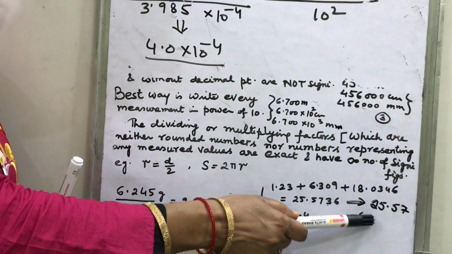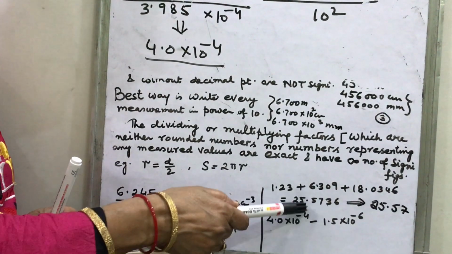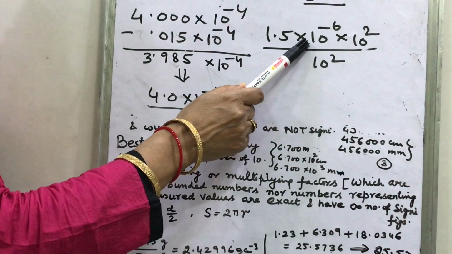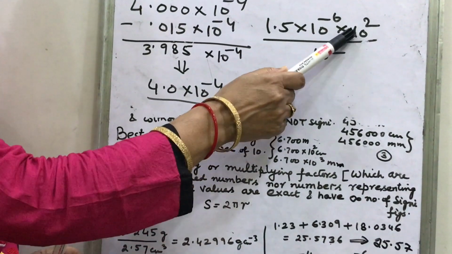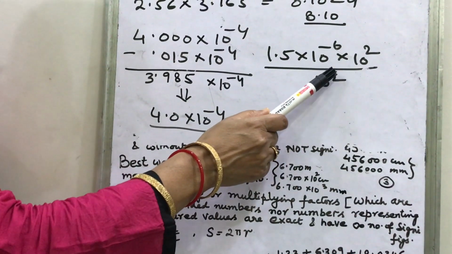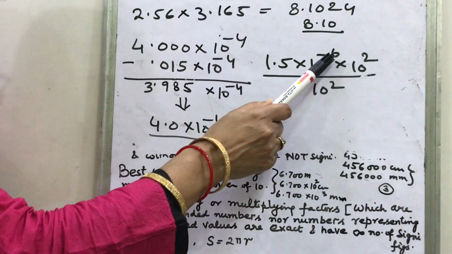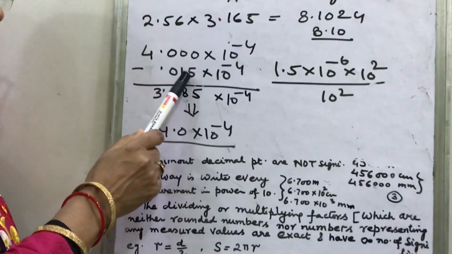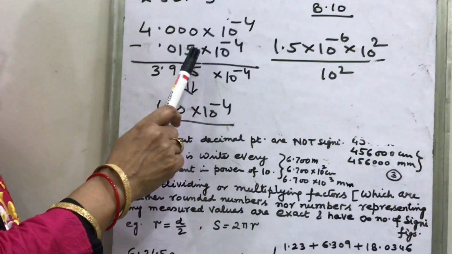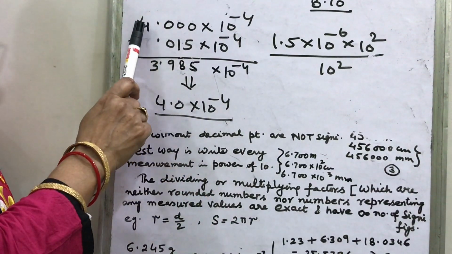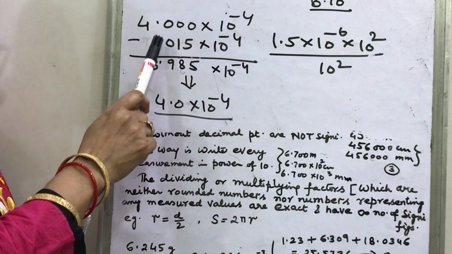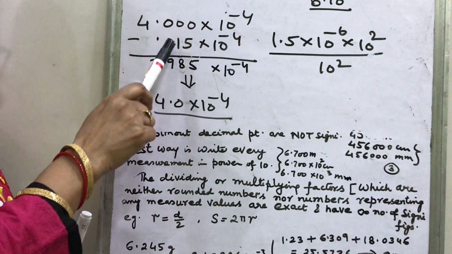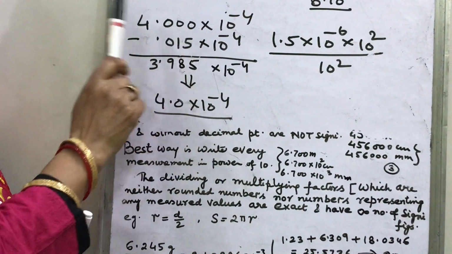First, you will make the power in both the numbers which are to be subtracted the same. So look how 1.5 into 10 to the power minus 6 has been written. You multiply and divide by 10 to the power 2, and if you write it, then minus 6 and plus 2 will make it minus 4, and the division by 10 to the power 2 will make it 0.015. So in this way you have to subtract 4 into 10 to the power minus 4 minus 0.015 into 10 to the power minus 4. Don't hesitate to put these zeros here during the subtraction.